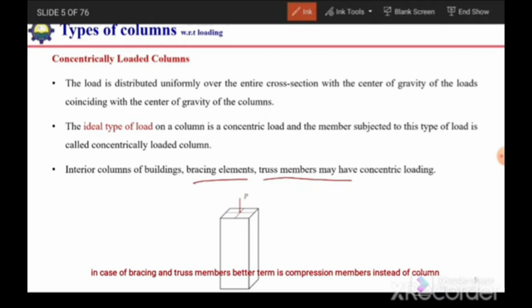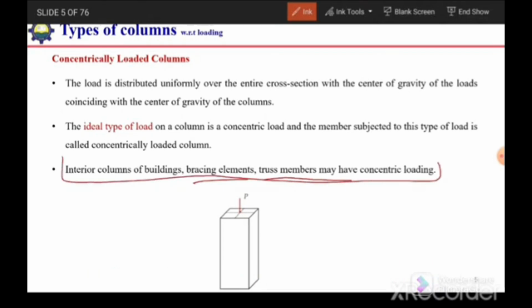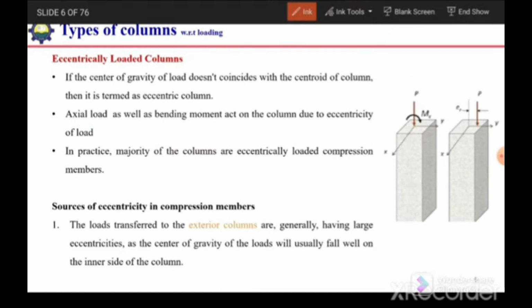So these are the ideal cases in which we can say that the column is a concentrically loaded column, but in most of the cases the column is not a concentrically loaded column. There is always some possibility of eccentricity of the load, meaning the load is acting away from the centroid. Next is eccentrically loaded column.